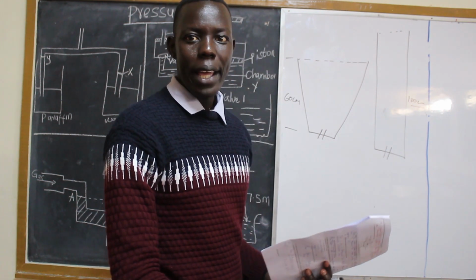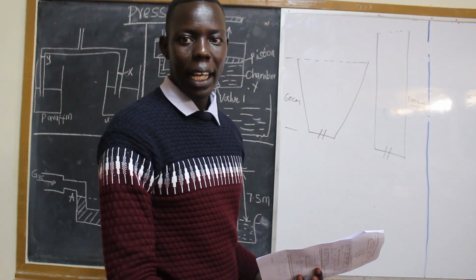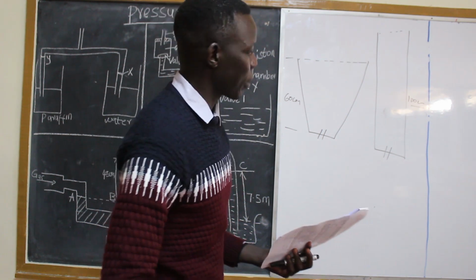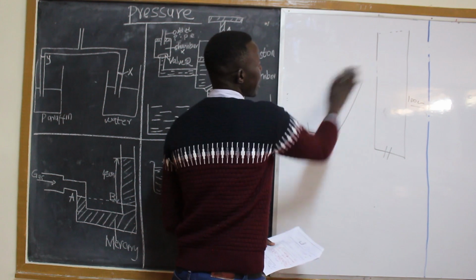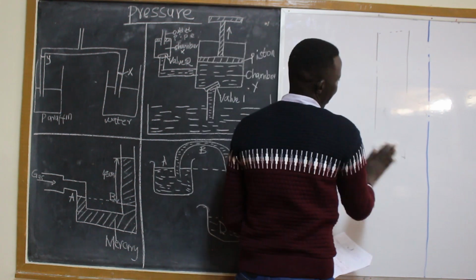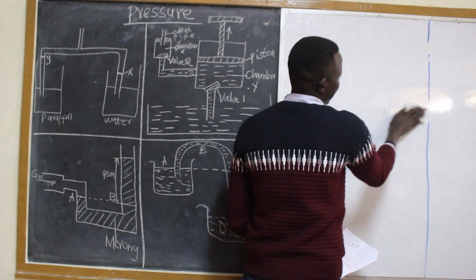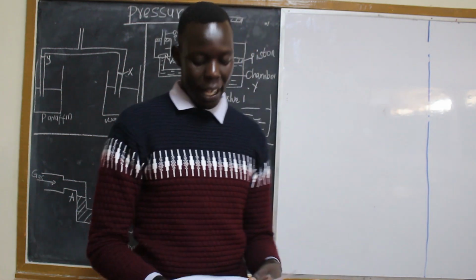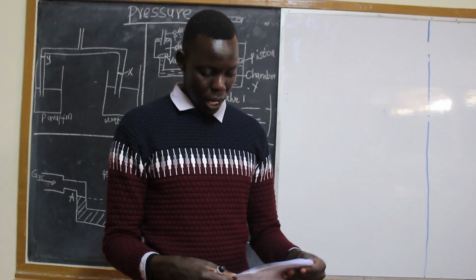Explain why trucks carrying heavy goods have many wheels. That's another similar question. Many wheels increase the surface area in contact with the road, hence reducing the pressure.